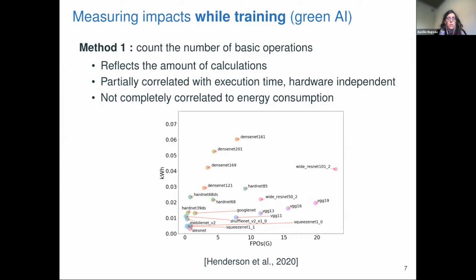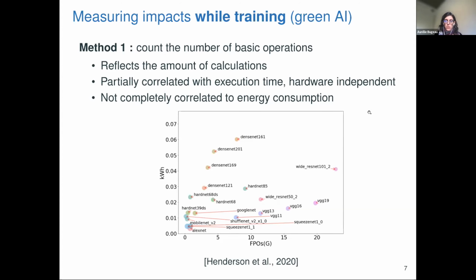This number of basic operations partially correlated with execution time and is hardware independent. So it's a great measure independently of the system you will run your algorithm on. But unfortunately, it has been shown that it's not completely correlated to energy consumption. For instance, you can see here that some very famous neural networks can consume less energy, even if they have more operations, and some others that are not as well implemented or not on the right hardware can consume more with fewer operations.